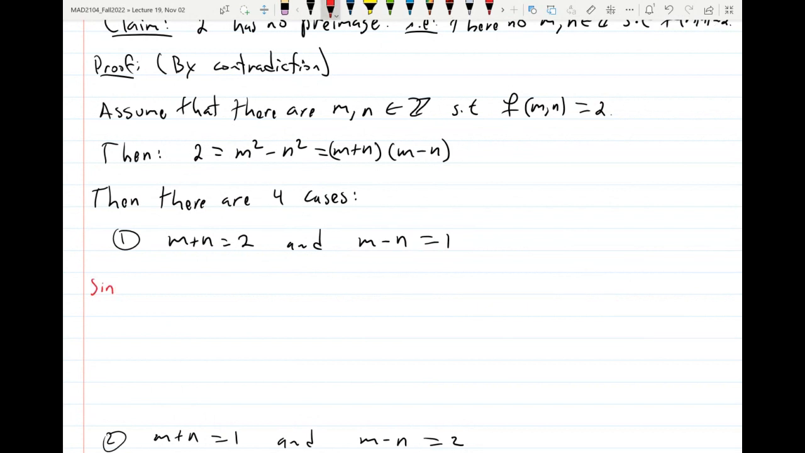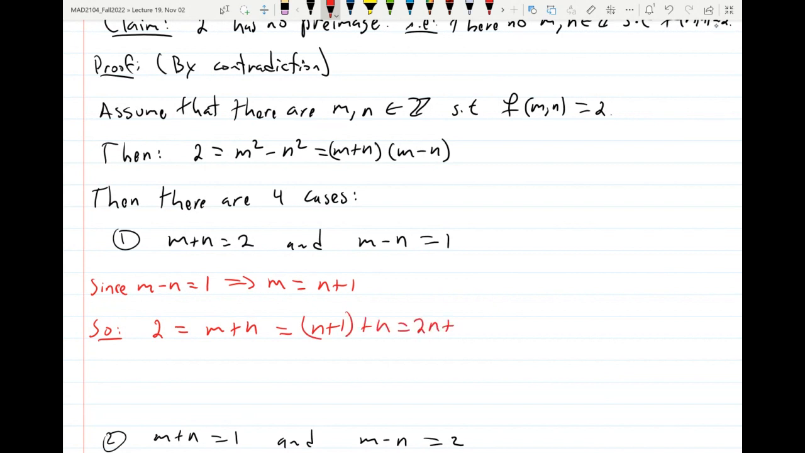So in case number 1, since m minus n is equal to 1, then, for example, we can say that m is n plus 1. Yes? So that means that the number 2, we can write as m plus n, right? That's this. And now I plug in my m. So that's 2n plus 1. So we're saying that 2 is equal to 2n plus 1. So what is n? So that means 2 equals 2n plus 1. So that means n is 1/2.